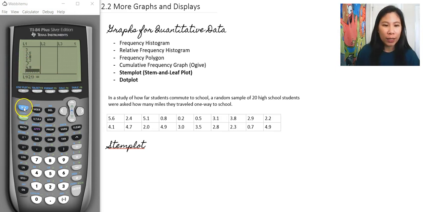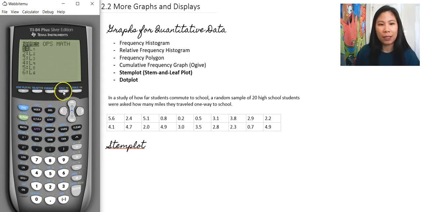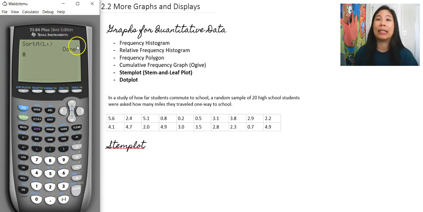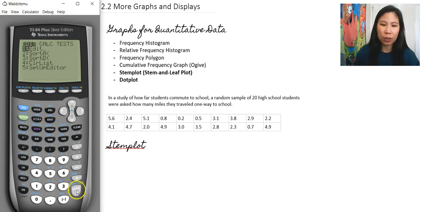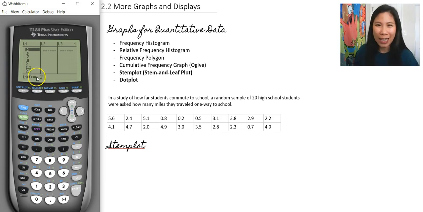I'm going to go back into the home screen, so second mode, and then second stat. Go over to Ops, Sort A to put everything in order. So I need to type in my list 1 because that's where I typed in all my data. So second, number 1, and my parentheses, and then enter. Now it says it's done. So if I go back into my list now, so stat enter, everything's in order from smallest to biggest. So remember, sort A is sort ascending, smallest to biggest. If you choose the other one, it goes from biggest to smallest. Okay, so we have everything in order.